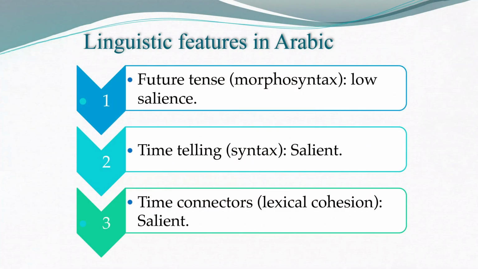In this study, I focused on 3 linguistic features in Arabic. The first one is the future tense, a morphosyntactic feature. It's a prefix, and so it's a low salience feature. The second one is time telling, a salient syntactic feature. And the third one is time connectors, a salient lexical cohesion feature. There is more information in the article on why I categorize the forms in this way.